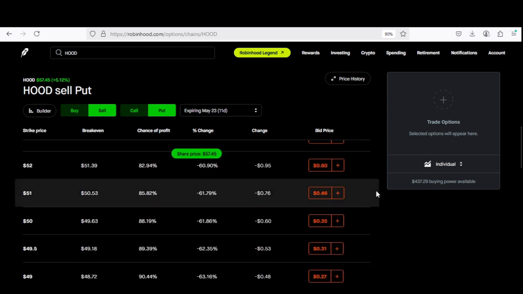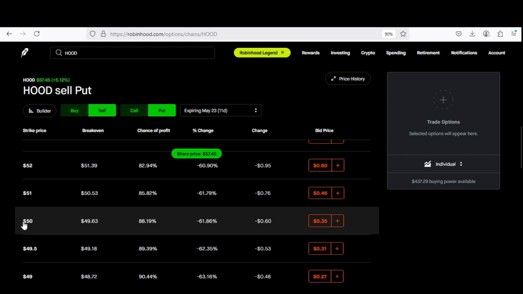So you're going to go down here and you're going to choose the $50 strike price. The reason why you're choosing the $50 strike price is because I just showed you Robinhood has a very strong support there. Now, in addition to that confirmation that you have a very strong support, you can see that your chance of profitability right here is around 88%, meaning there's an 88% chance that this trade is going to go in your favor.